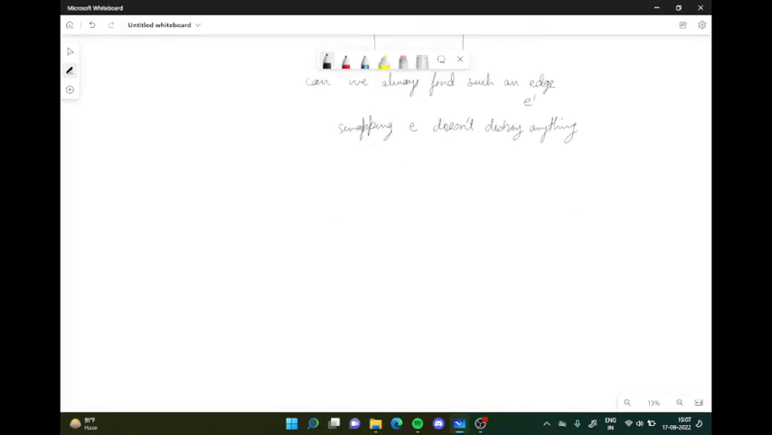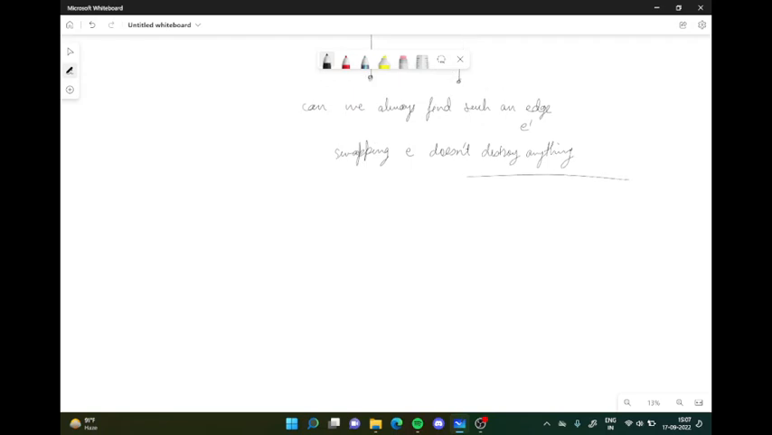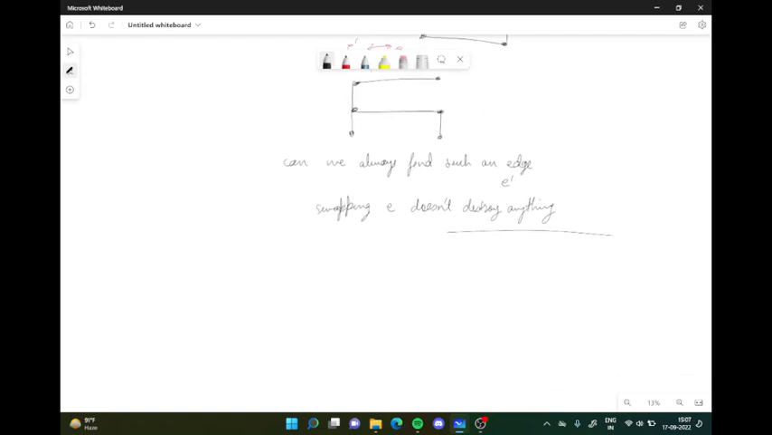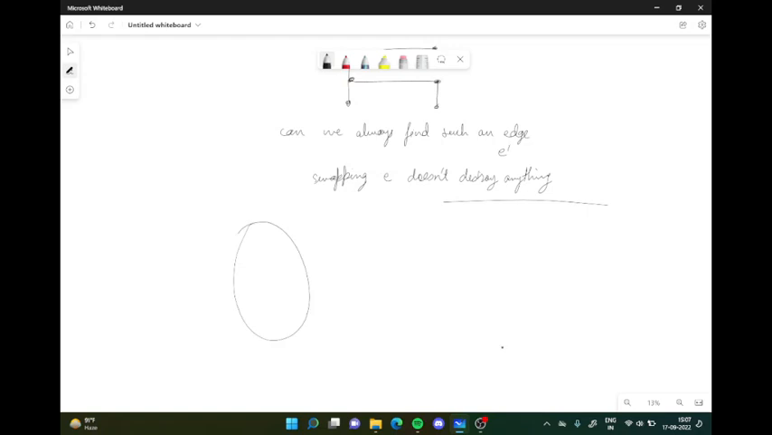So if you're able to find such an edge E prime, the answer is yes, we are able to find it. But how do we prove it? When we have a graph looking like this, here is E prime, here is F, and this one was supposed to be E star, or edge E, sorry, our candidate cheapest edge of this particular cut E.